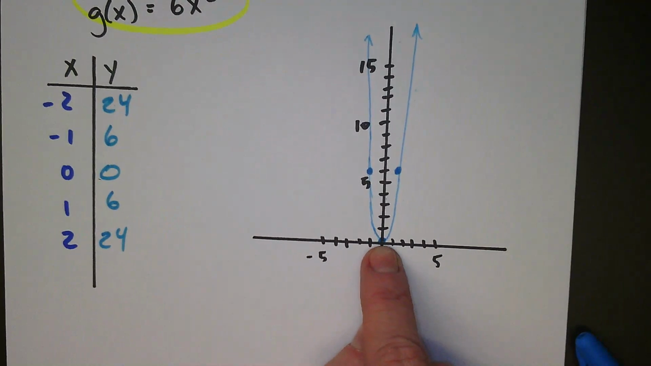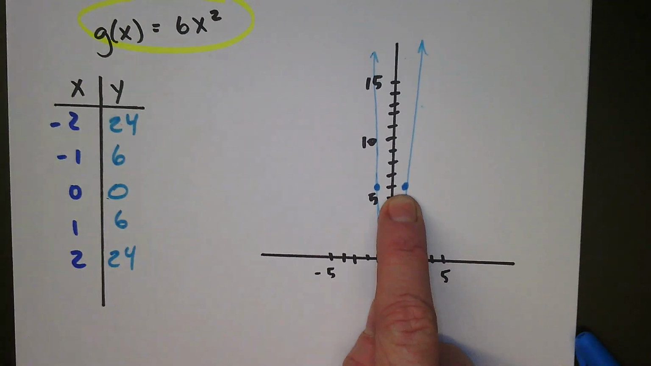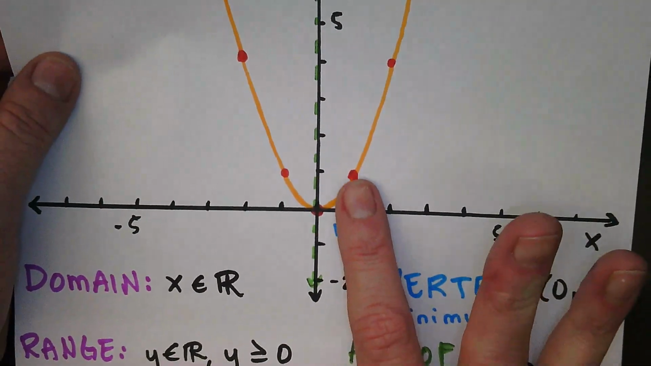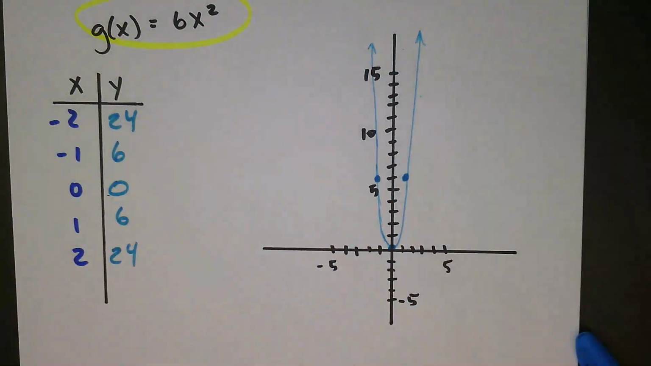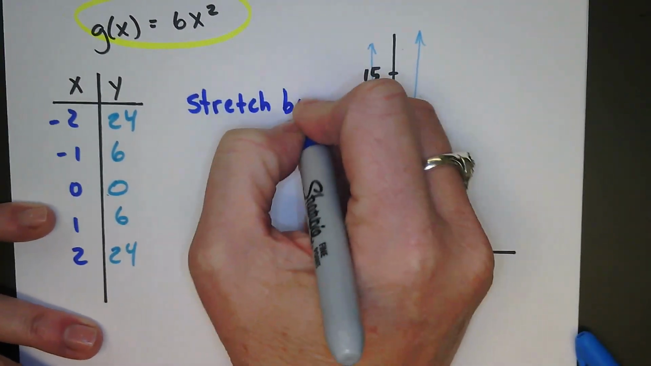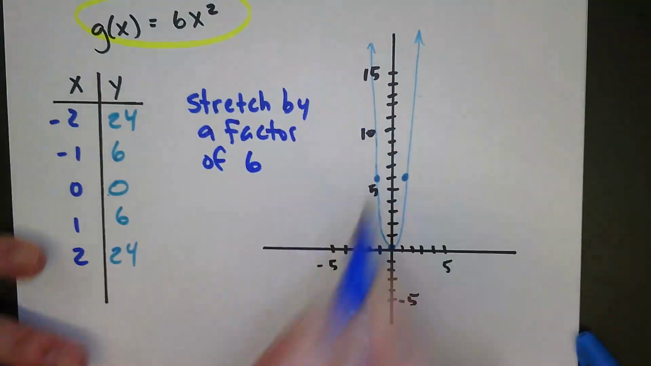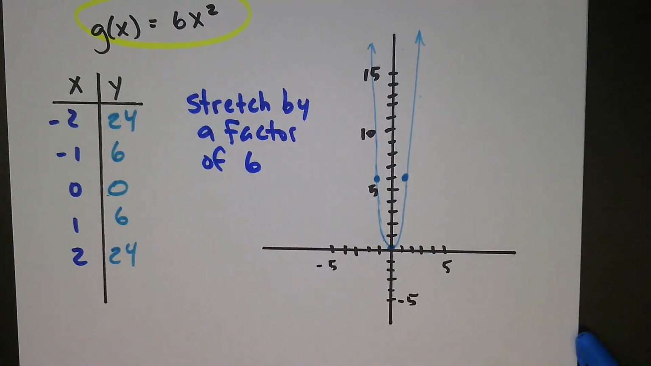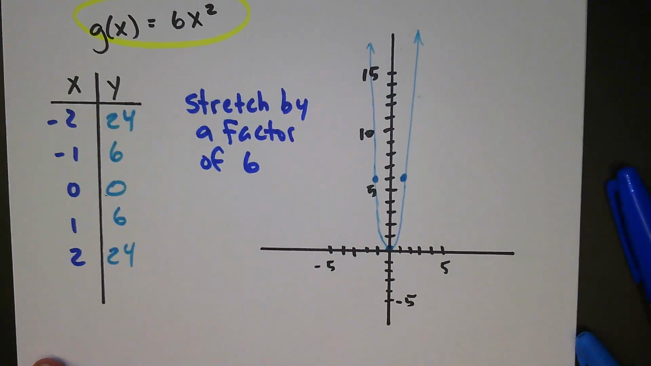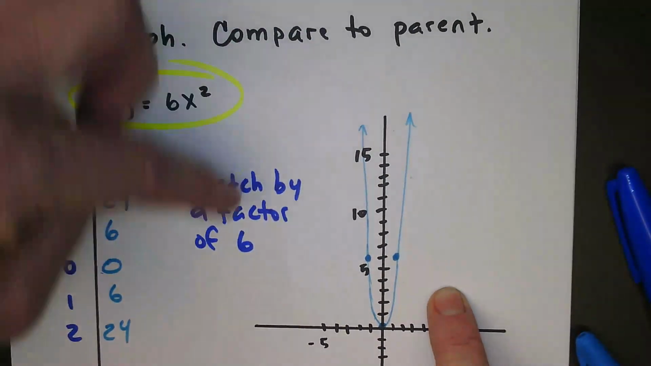This one is growing much faster. When I go to the right 1, I'm all the way up at 6, whereas with the parent, to the right 1, I'm just up at 1. It has a stretch. So that's my comparison piece. This is a stretch by a factor of 6. It is 6 times taller. And that's the two things they asked for. They asked me to graph, which I did, and compare to the parent function.